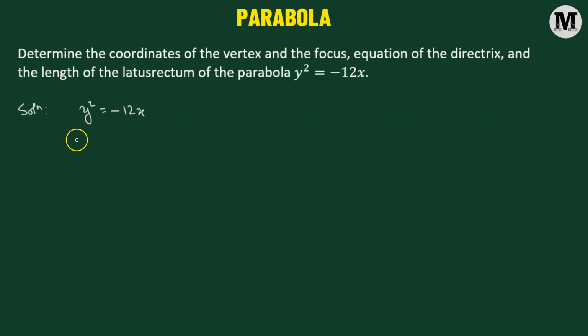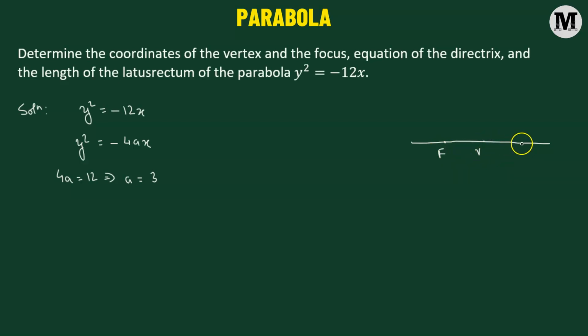We can compare this particular equation with the standard form of a parabola given by y squared equals negative 4ax, such that we get 4a equals 12, which implies the value of a is going to be equal to 3. Now this is a left-facing parabola, meaning let's say we have the axis of symmetry line on which the focus of the parabola and the vertex of the parabola lie.